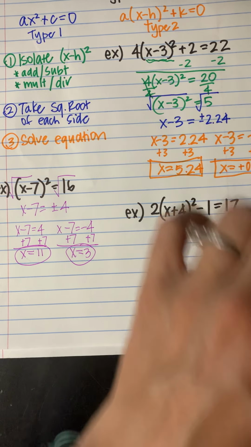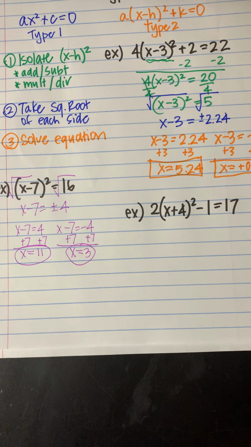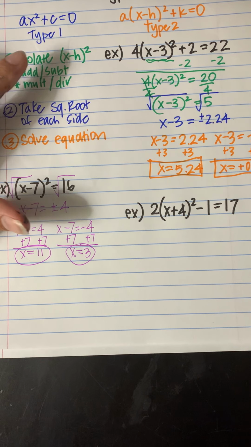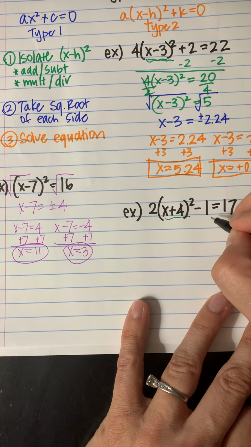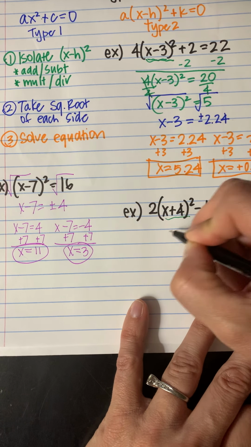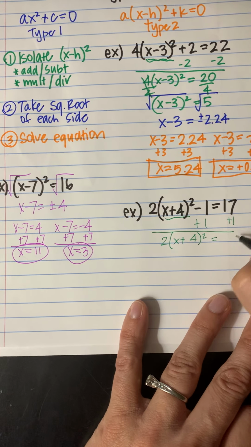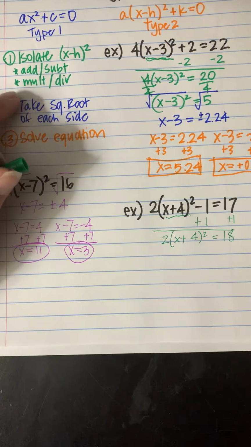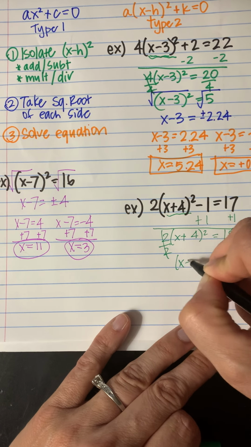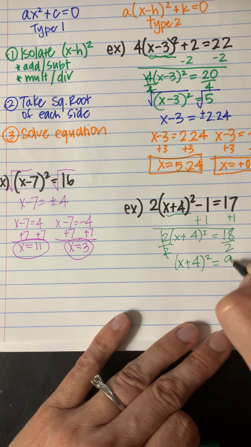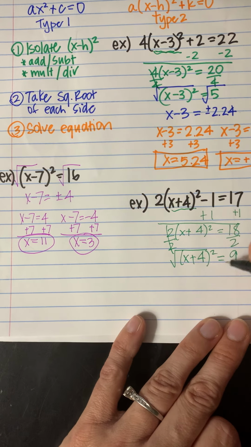Here's another example with a bunch of steps, a little tougher problem again. So again, I have to isolate the x minus h squared, so I have to isolate this. I'm going to move the 1 away first. Then I have to multiply or divide, so I'm going to divide by 2. Now I'm ready to take the square root of each side.